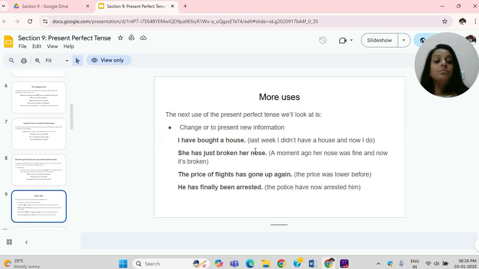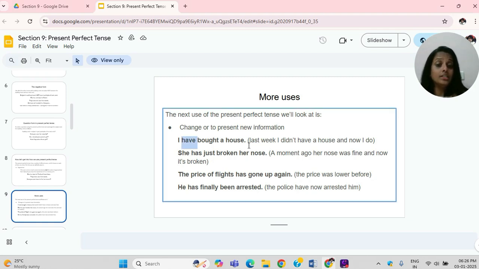Okay, and let's see more uses of present perfect tense. Change, or to present new information. Say for example, when I say I've bought a house, so this means last week I didn't have a house and now I do. Okay, and she has broken her nose. A moment ago her nose was fine, but now it's broken. The price of flights has gone up again. This means previously the prices were lower, but they have increased. The present perfect tense is used to report this new development.